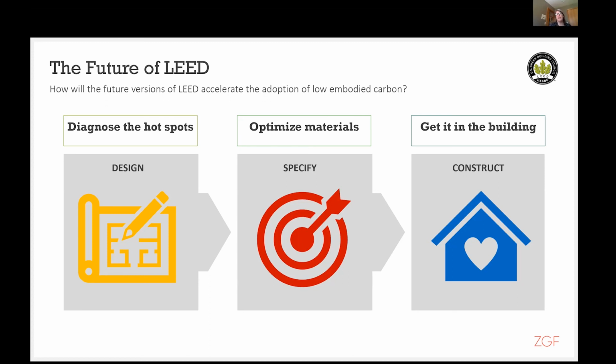If you don't do the early analysis of the hotspots, you'll miss the biggest opportunities. If you don't optimize by materials and specify the lowest carbon materials, or even better, carbon sequestering materials, or carbon positive, as ILFI calls it, then you're not going to get there. If you don't actually get those products in the project, then you're not going to get there. So that's how we're starting to think about the next version of LEED, is that this whole continuum is really important, that you have to have all the pieces, but ultimately getting it in the building.